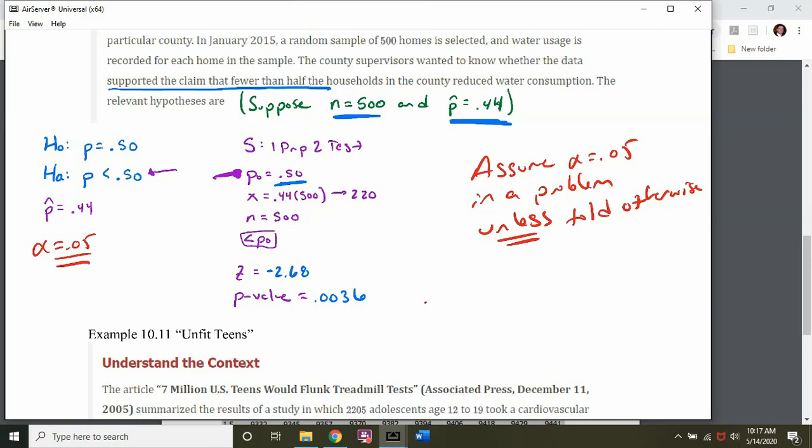Look, this is certainly less, our p-value, we compare p to alpha. That's less than 5%, right? In fact, that's less than 1% of the time. 0.003 is really a very small percentage of the time.